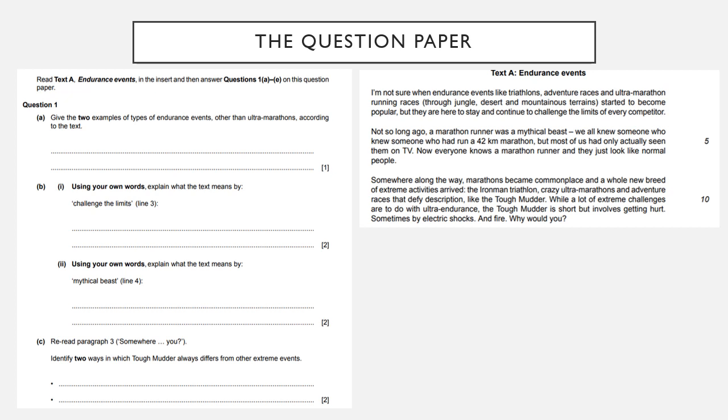So it says, give 2 examples of types of endurance events other than ultramarathons according to the text. And then using your own words, explain what the text means by challenge the limits on line 3. Again, using your own words, what does the text mean by mythical beast on line 4? And then it says reread paragraph 3, and identify 2 ways in which Tough Mudder always differs from other extreme events. So let's have a look.